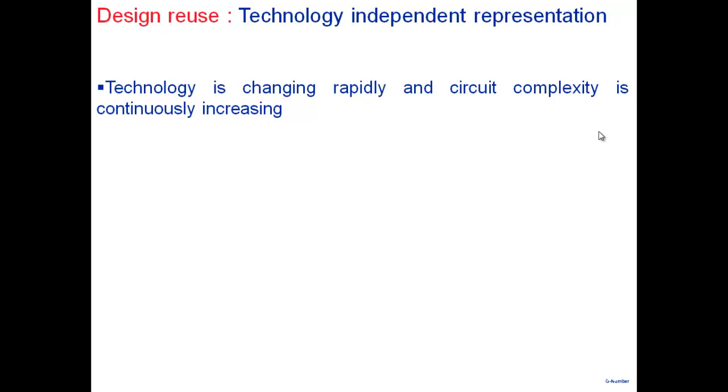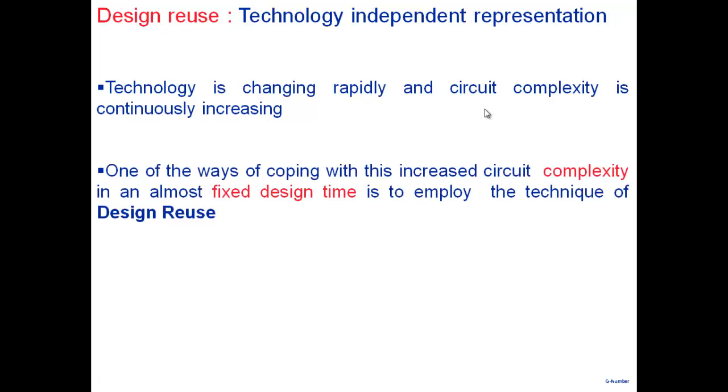After another 2 years or 1.5 years, 0.25 micron technology becomes available. After another 1.5 years, 0.18 becomes available. And then 0.13, and then 90. So technology has been rapidly changing, right? And along with that, circuit complexity is continuously increasing.